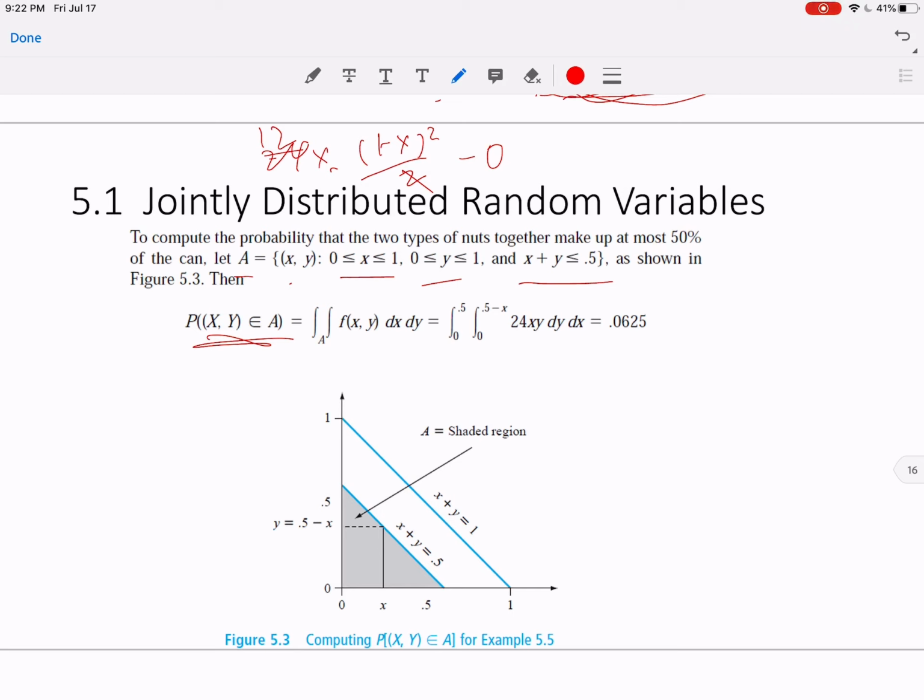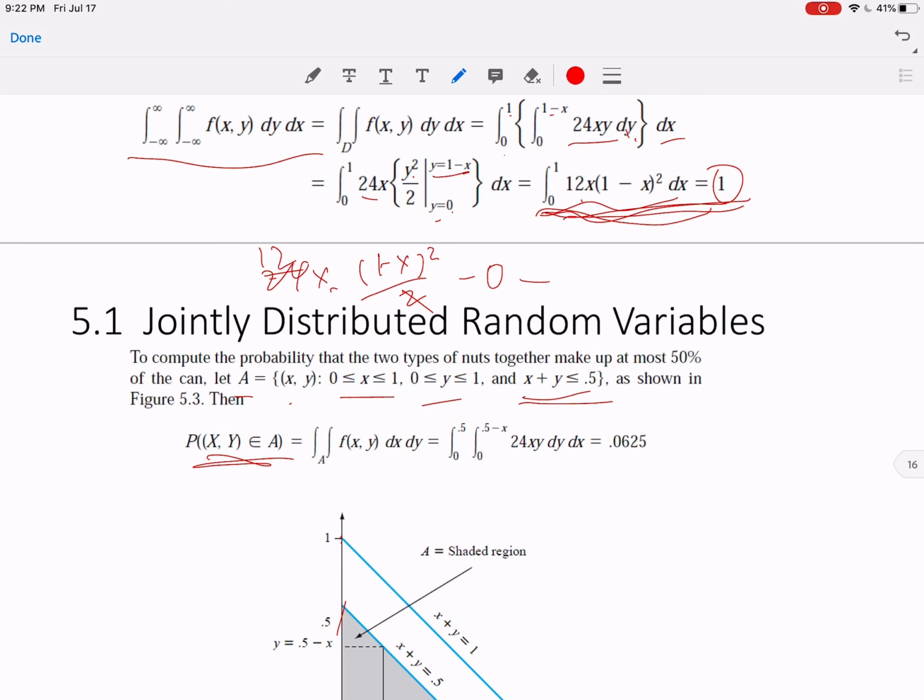First of all, we want to shade the region A, right? The original graph is the triangle, x is between 0 and 1, y is between 0 and 1, and this big triangle here is the original part. But what we're looking for now is the probability that x and y is in region A. So we want to shade the region A first. Of course, x and y are between 0 and 1, nothing changed for that. The second part is x plus y is less than or equal to 0.5.